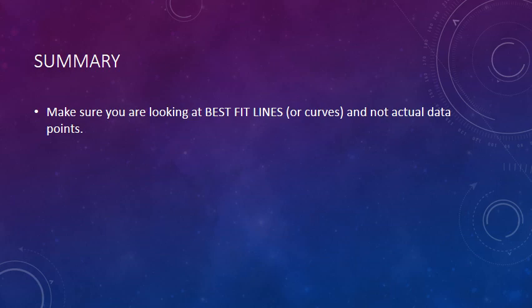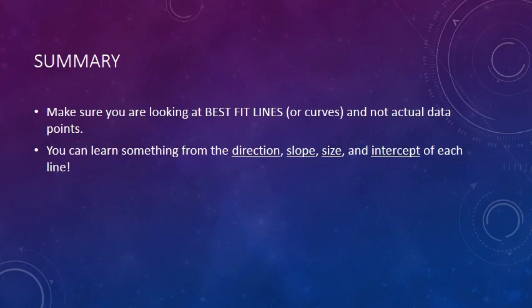So in summary, when you're trying to figure out the relationship between 2 different variables, we use graphs as a tool. And make sure that you're looking at the best fit lines that you've drawn on your graphs, not the actual data points. We can learn a lot from looking at the direction, slope, size, and intercept of each of these lines.